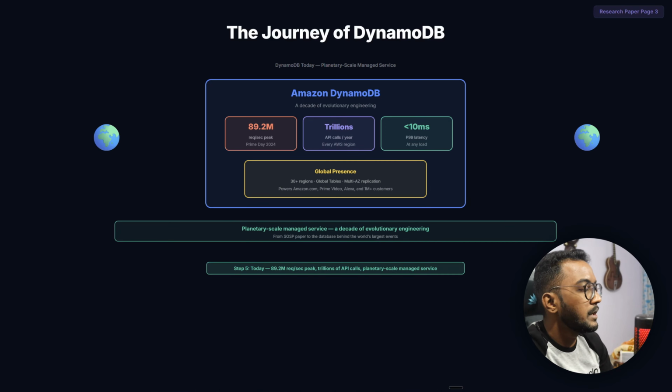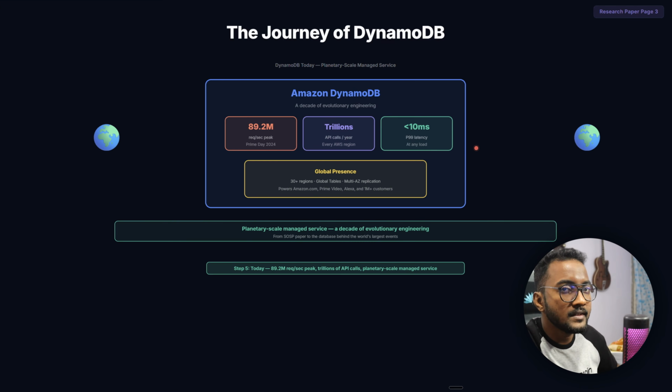There are global tables, multi-AZ replication, and it powers many of the internal Amazon sites as well, like amazon.com, Prime Video, Alexa, and many other customers that use AWS all over the globe.